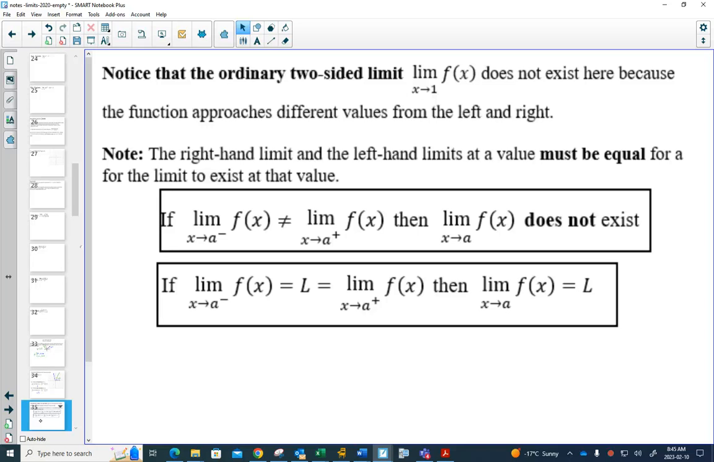So we have this statement here. If the limit from the left side does not equal the limit from the right side, then the limit doesn't exist. If the limit from the left side is L, and that's the same as the limit from the right side, then we can say the actual limit at that value is also L.